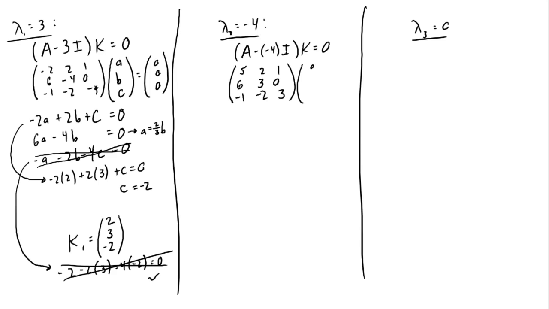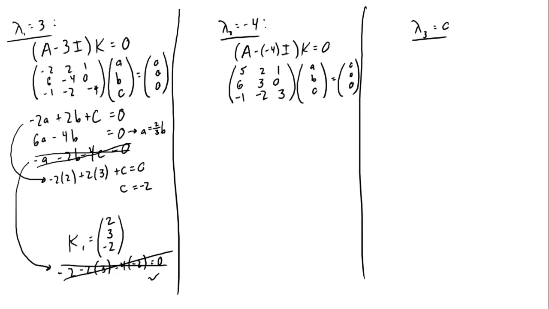Times k, which is a, b, c, equals 0, 0, 0. Once again, I know that I'm allowed to ignore one of the equations, and in this case, again, there are not two equations that are clearly multiples of each other, so I can pick any equation I want to ignore. In this case, I'm going to ignore the top equation. I have no reason to. That's the way I chose to go.